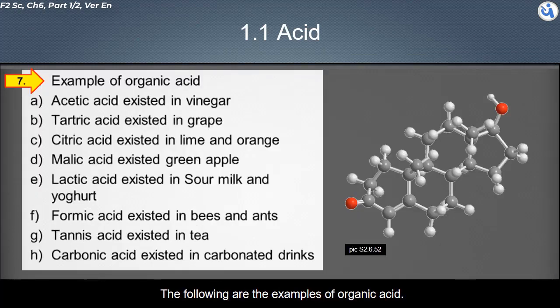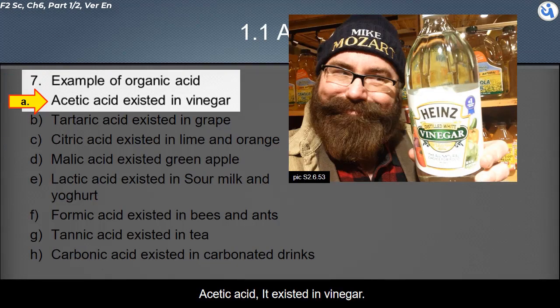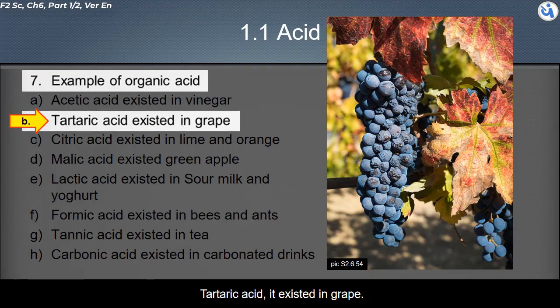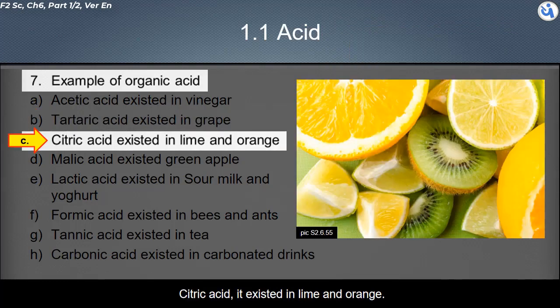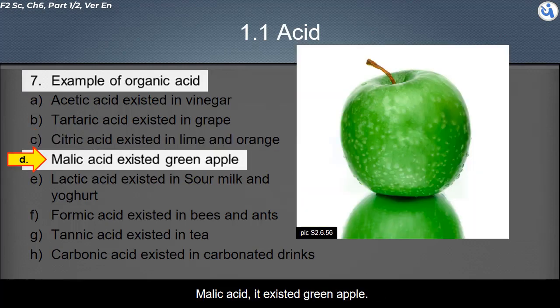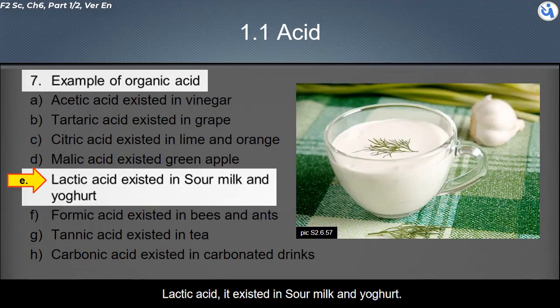The following are examples of organic acid. Acetic acid, it exists in vinegar. Tartaric acid, it exists in grape. Citric acid, it exists in lime and orange. Malic acid, it exists in green apple. Lactic acid, it exists in sour milk and yogurt.